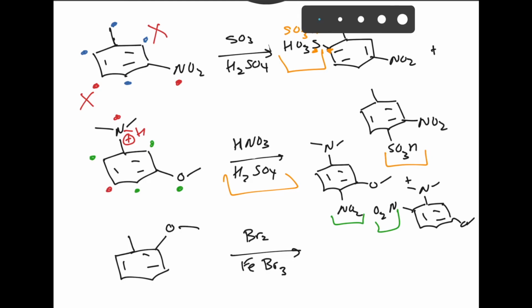And then here, let's go blue dot, activate here, here. Green dot is going to activate here and there. What's more activating? A methyl or a methoxy? Methoxy is. So methoxy gets to choose where the electrophile goes, right? It's making the green dots more negative than the methyl is making the blue dots.